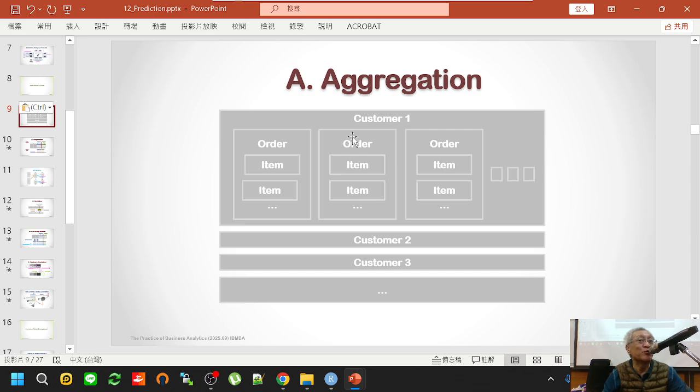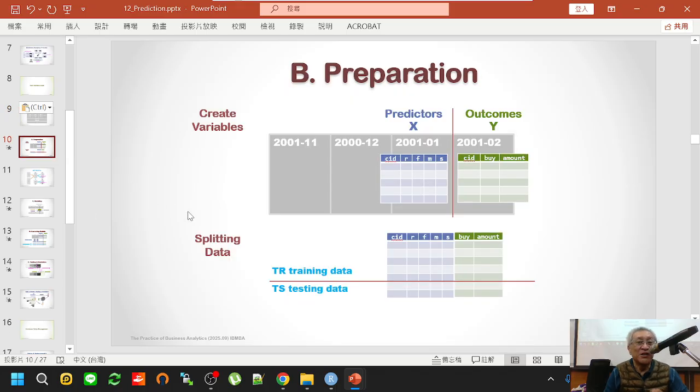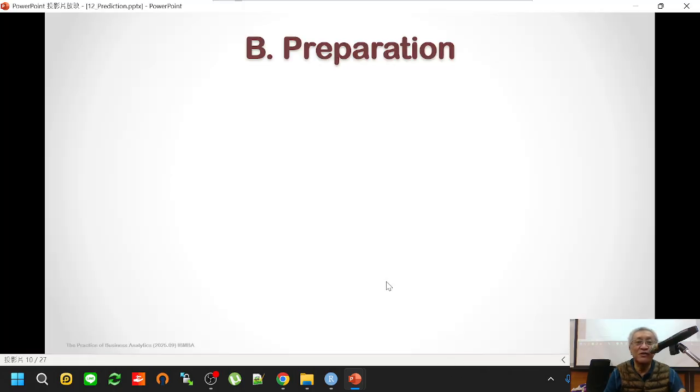At that time, when we did the aggregation, we aggregated 4 months of data together to know the customer's entire behavior. But when we are doing predictive modeling, we cannot do that. The reason is that if we want to do a prediction, we actually want to predict, let's do it first. I think it would be easier for you.